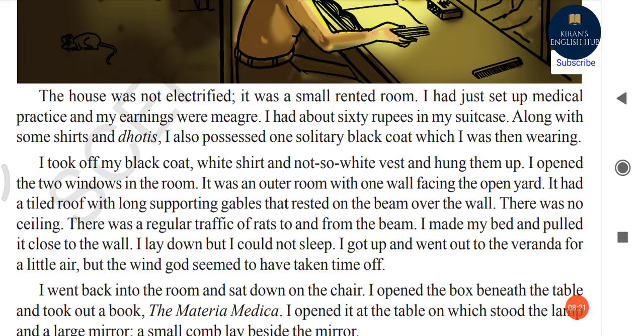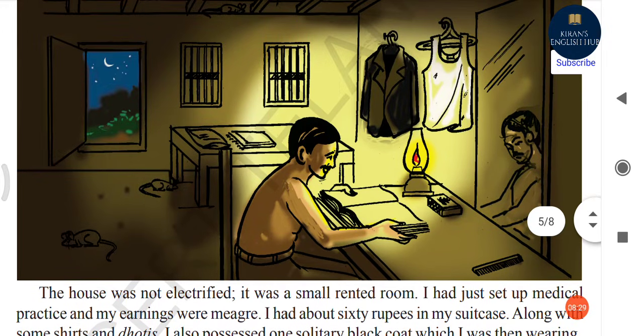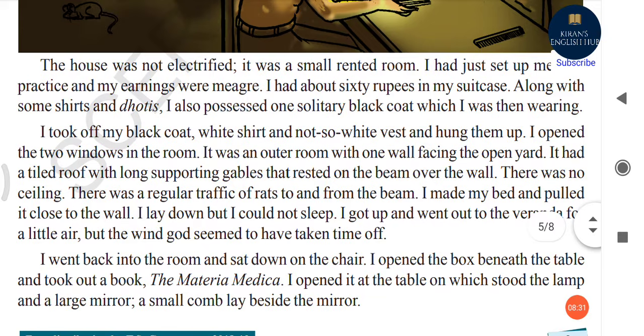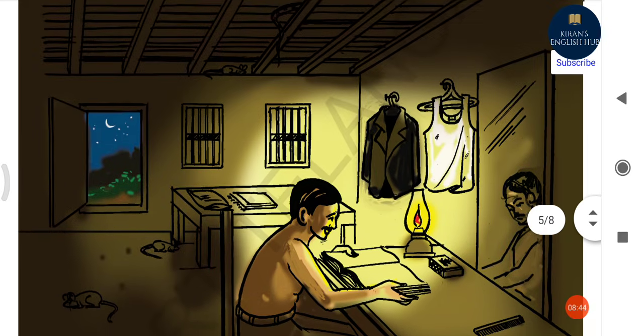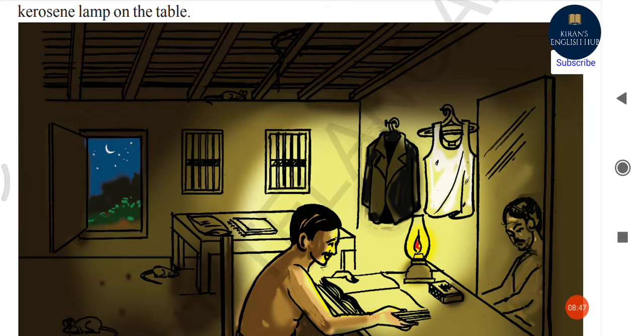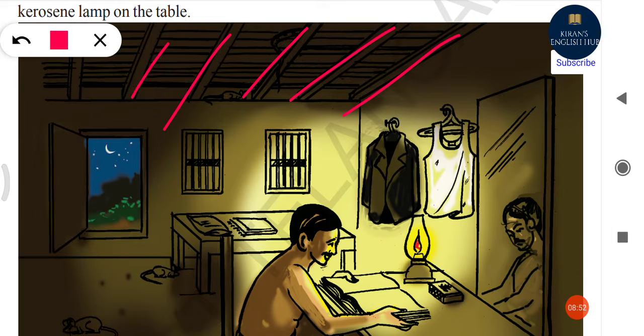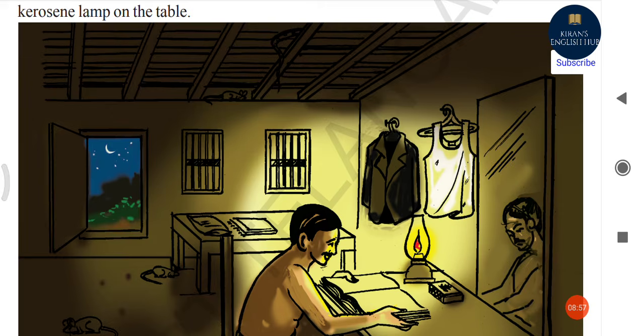Next, I opened the two windows in the room. It was an outer room with one wall facing the open yard. You can see the two windows facing the open yard. It had a tiled roof with long supporting beams that rested on the wall. He was explaining all about his room. These are called long beams, and finally they rested on the wall. You can see the wall here, and the beams rested on it.